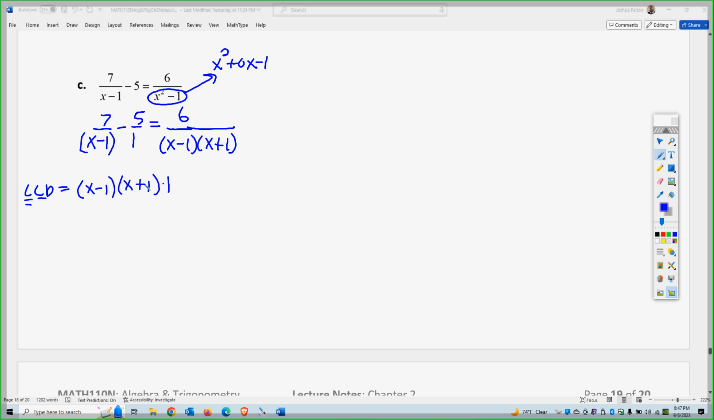Okay, because again, common only has to be common between some of them, right? And what's left over is whatever wasn't in common, essentially. Okay, so I'm going to rewrite the problem now. Leave myself plenty of room here. So 7 over x minus 1 minus 5 (parentheses) equals 6 over x minus 1 times x plus 1.